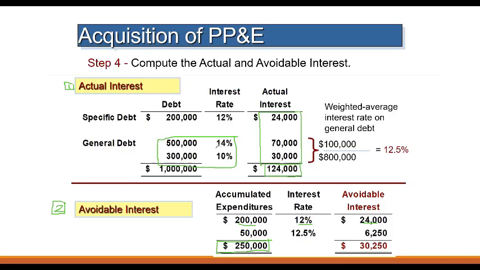But which interest shall we use, the 14% or the 10%? We said we have to get an average interest rate. So I got the 70 plus the 30, which is the 100. This is the interest to be paid by both of the general debts. And I got the total of the general debt, which is 800. When I divided the 100 over the 800, the average interest rate is 12.5%.